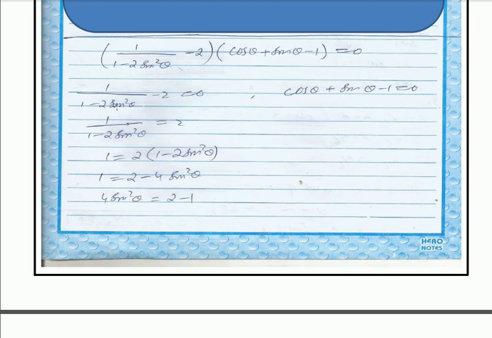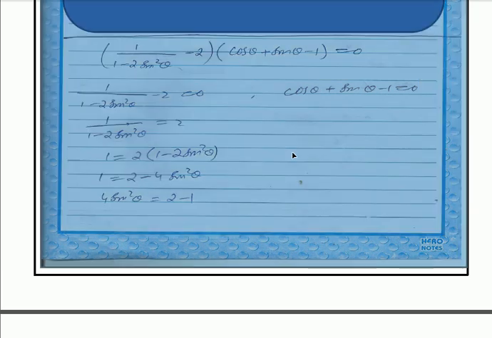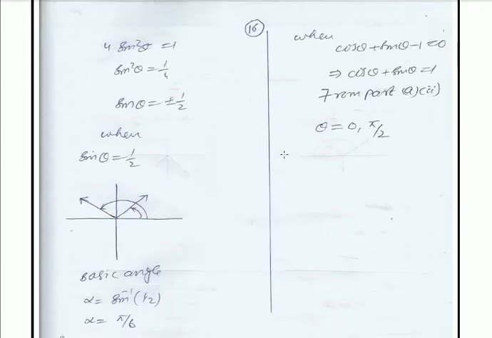Putting the two parts equal to 0, we have 1 over (1 minus 2 sin square theta) minus 2 equal to 0. After simplification, we get 4 sin square theta equal to 1, and on the other side, we get cos theta plus sin theta minus 1 equal to 0. So when 4 sin square theta equal to 1, after simplification we get sin theta equal to 1 by 2. On the other side, from part A, second part, we proved that cos theta plus sin theta minus 1 is equal to 0 only when theta equal to 0 and pi by 2.